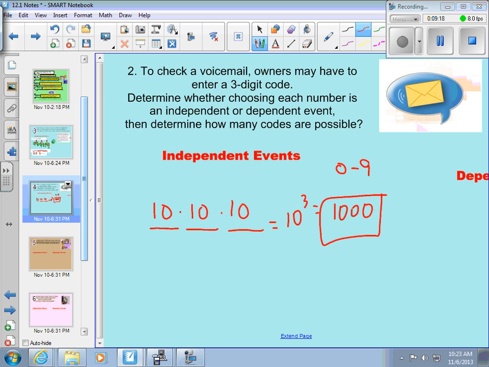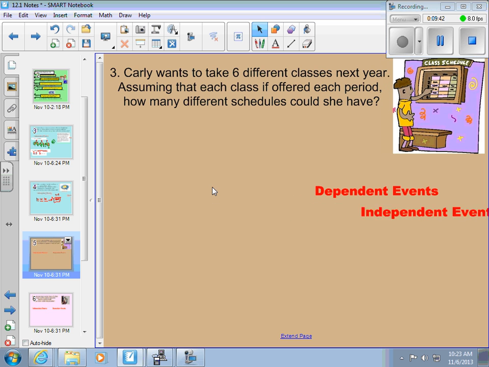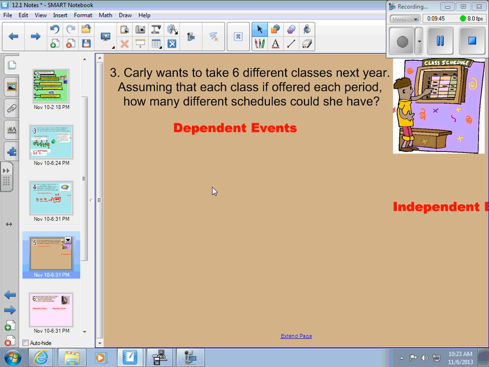All right, let's try another one out. Number 3: Carly wants to take 6 different classes next year. Assuming that each class is offered each period, how many different schedules could she have? All right, now in this one, she's picking classes. Can the classes be repeated? Probably not. I don't think she's going to take chemistry 6 times. So this would be one where one event does affect the next event. This would be an example of a dependent event because her choice for the first class will affect her choices for the remaining classes.